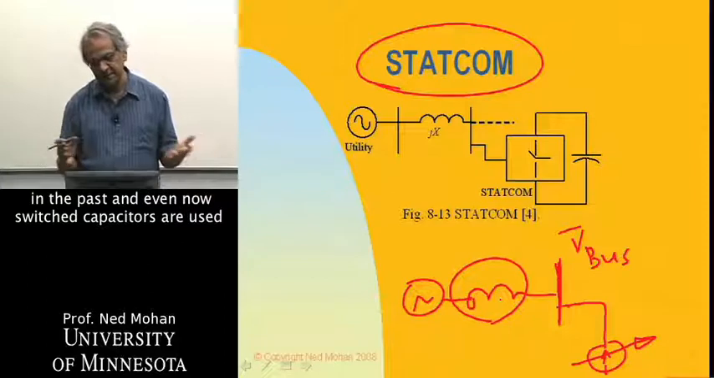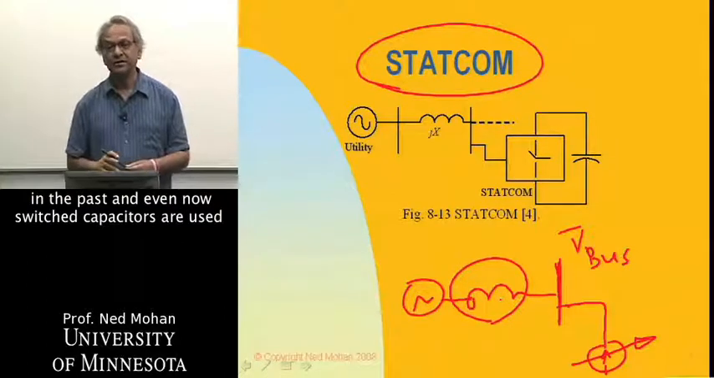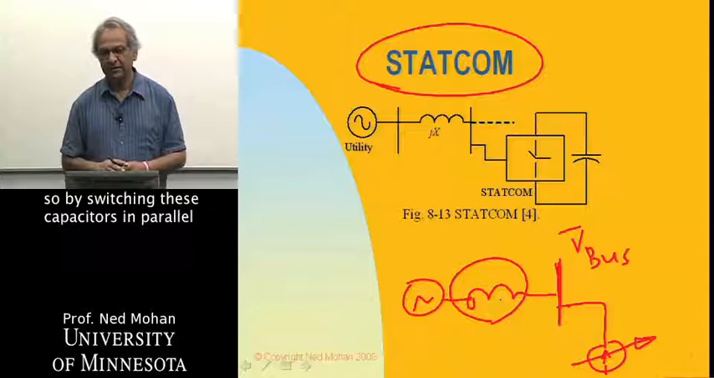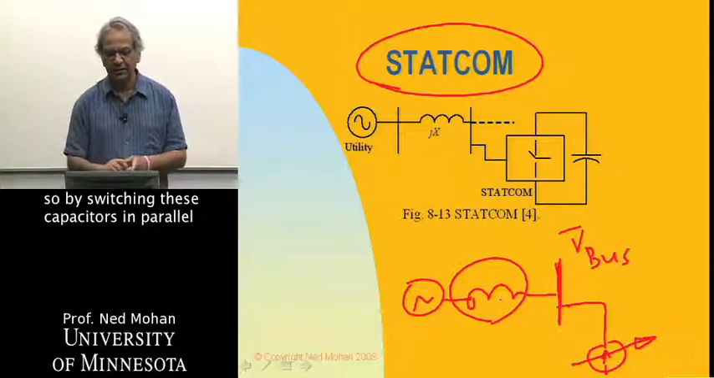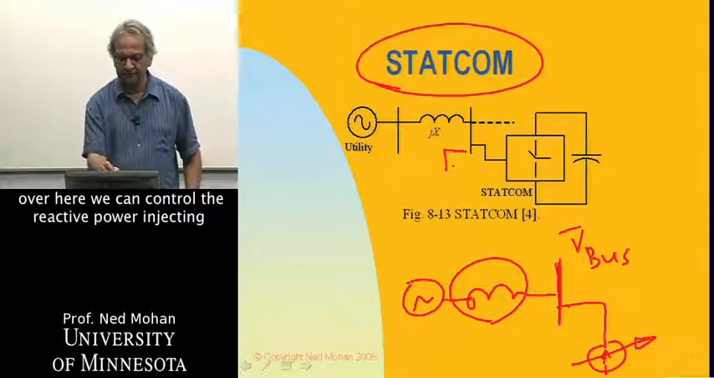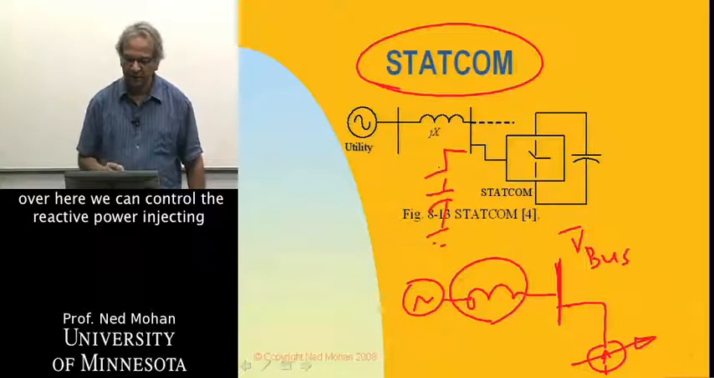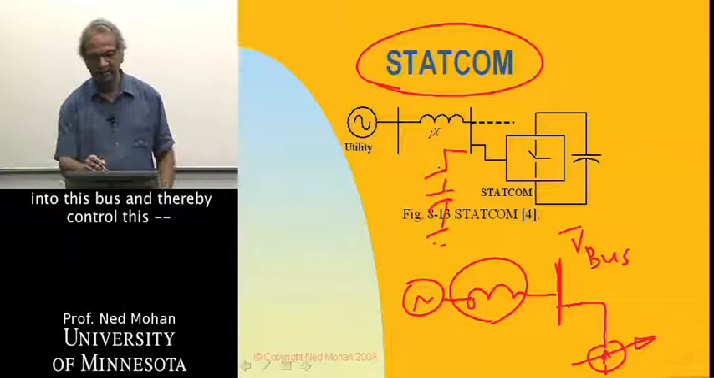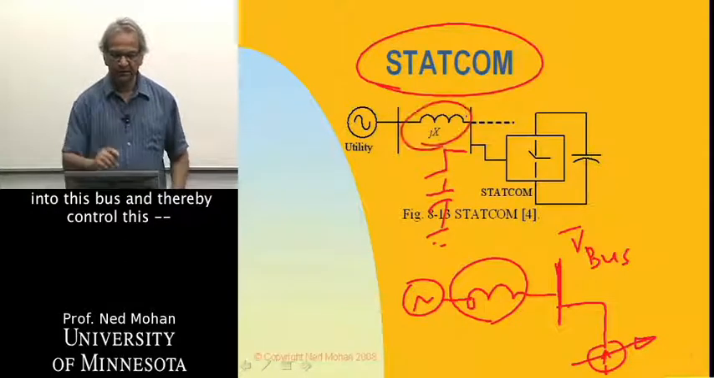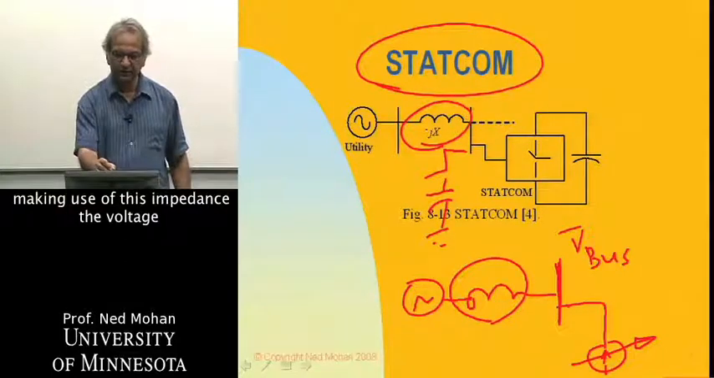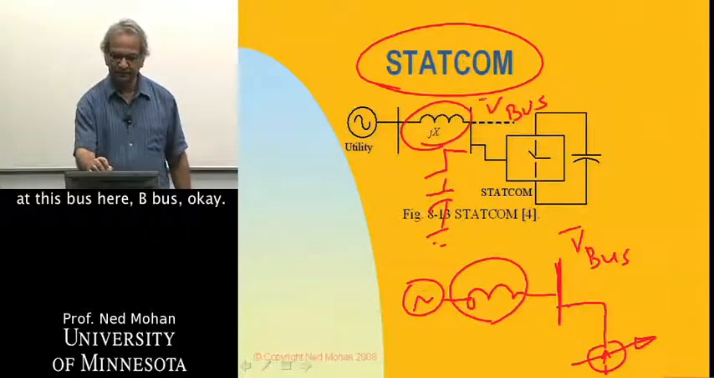In the past and even now, switched capacitors are used. So by switching these capacitors in parallel over here, we can control the reactive power injected into this bus, and thereby control this, making use of this impedance, the voltage at this bus here, V bus.